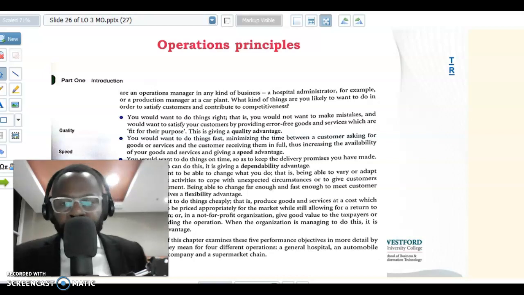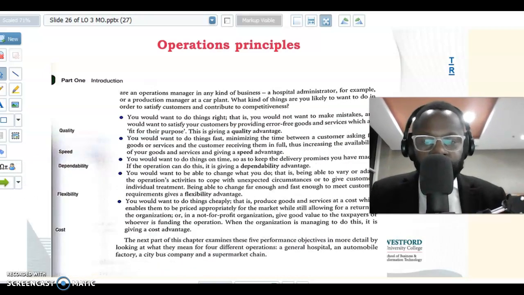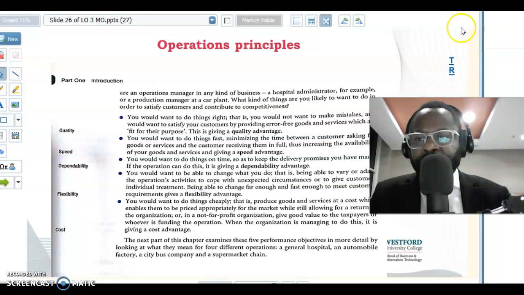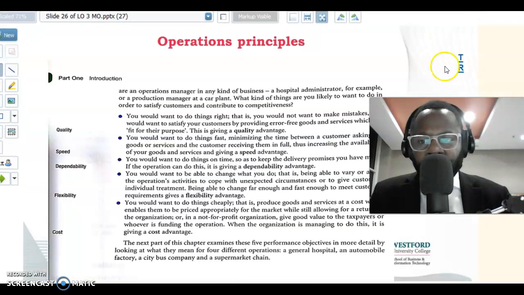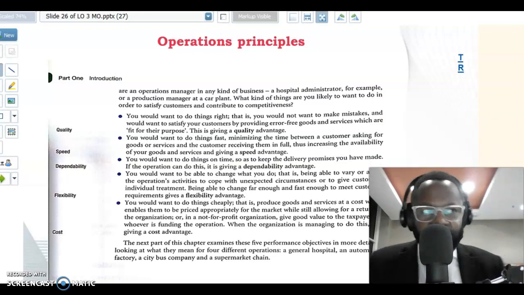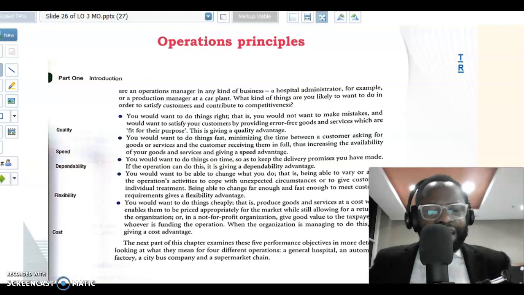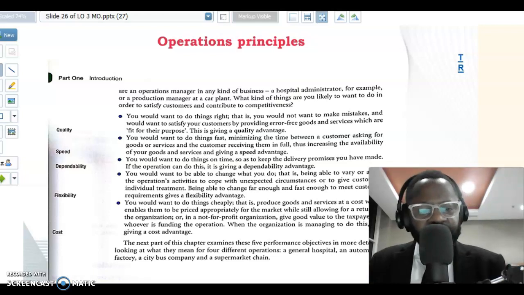An operations principle is like an operations criteria, all right? And this is taken from Nigel Slack's text on operations management. And Nigel Slack identified quality, speed, dependability, flexibility, and cost.